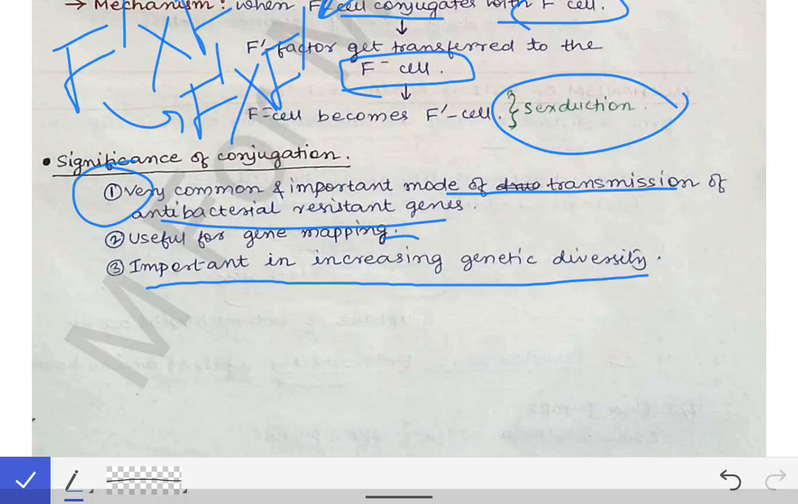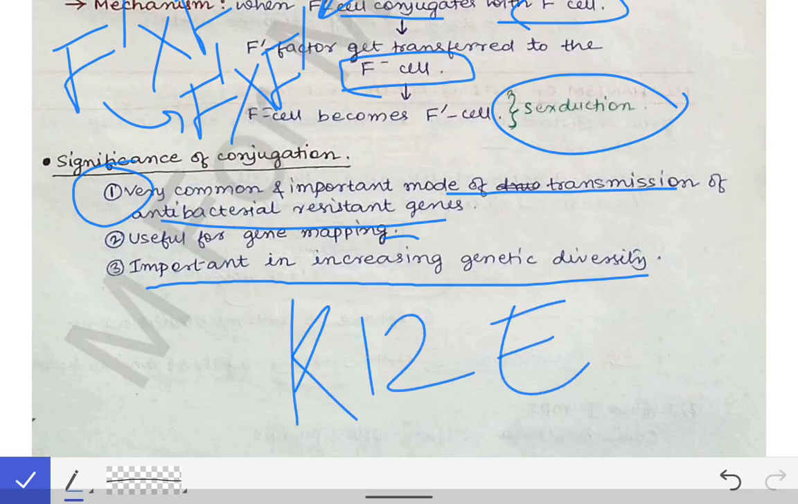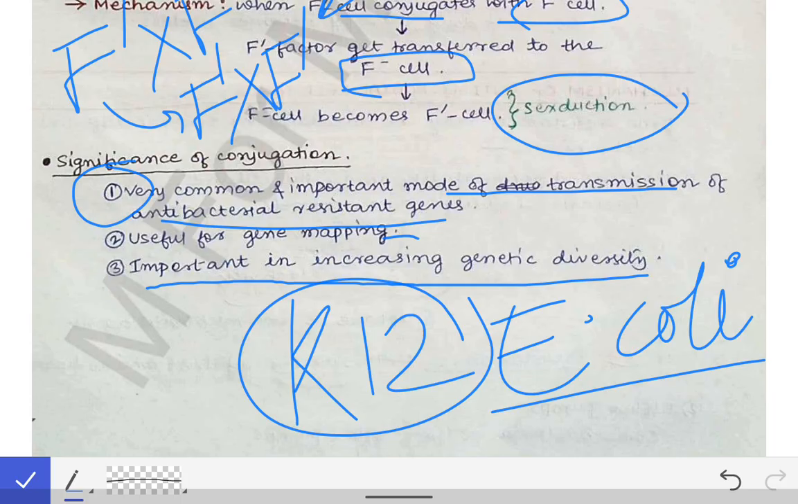Now sometimes an MCQ is asked: what was the strain in which conjugation was first described? What is the bacteria where the first conjugation was described by the scientists? That was the K12 strain of E. coli. Please remember this or write in your notes that the K12 strain of E. coli was the first bacteria where conjugation was first described.